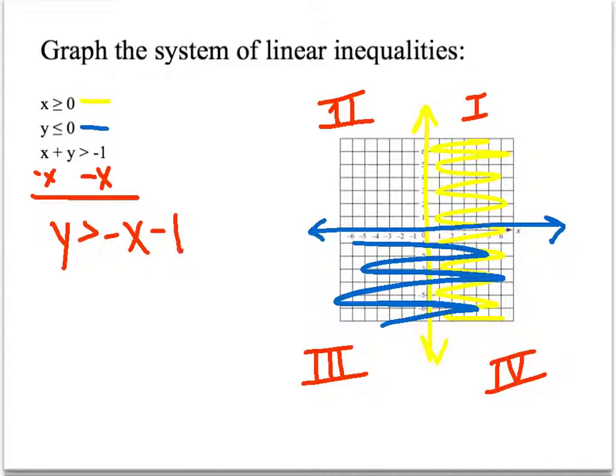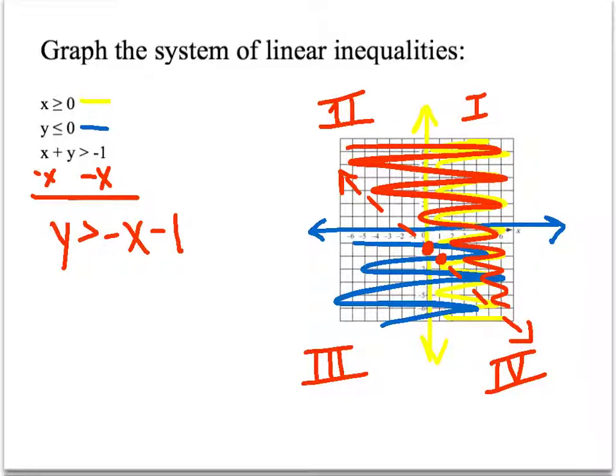Y is greater than negative x minus 1. So now I have the y-intercept of negative 1 and slope of negative 1. And this is going to be a dotted line. The y values that are greater are the ones on the top. So where you have 3 colors is where you're going to need to shade, which is this little triangular part of the fourth quadrant.